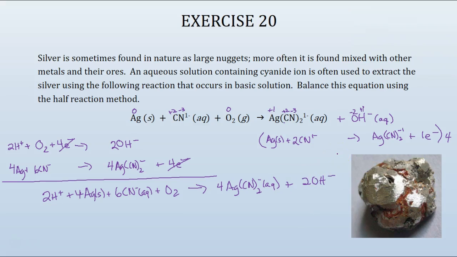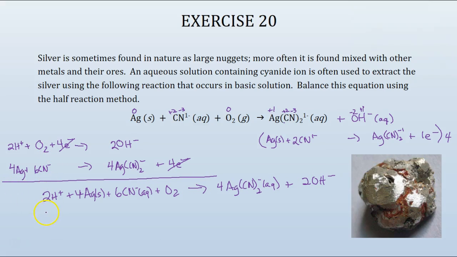So now we need to double check. If this is the right equation and we did everything correctly, then we should have the right charges and the right numbers. So we have 2 H's, I have 2 H's. I have 4 Ag's, I have 4 Ag's. I have 6 C's, I have 4 times 2, 6 C's. I have 6 N's, I have 4 times 2, 6 N's. Then I have 2 O's, I have 2 O's. So everything is balanced by number.